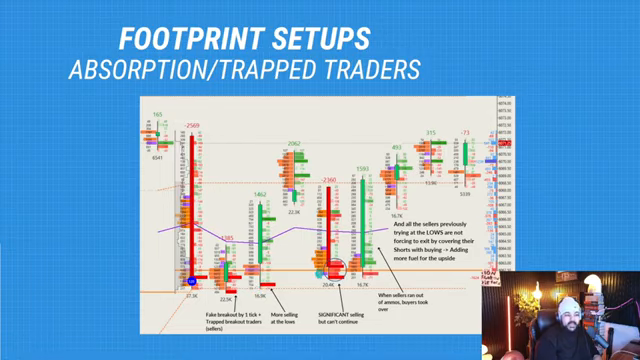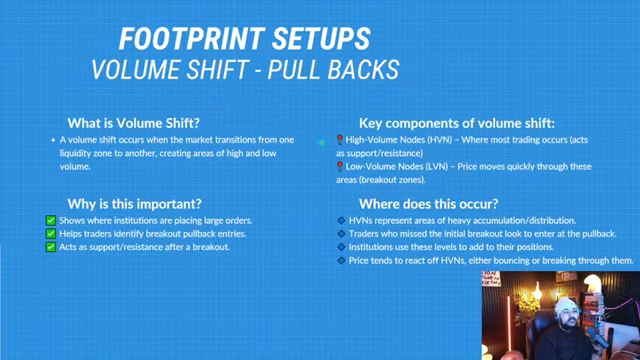But we pull back and there's significant selling occurring, but we still can't break out. And then we get a stop run of those sellers and the price moves higher. So another setup that I like to look at is a volume shift.